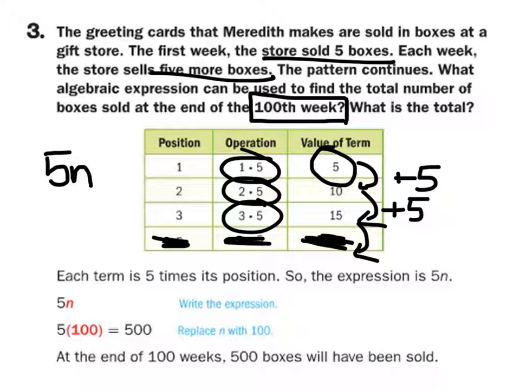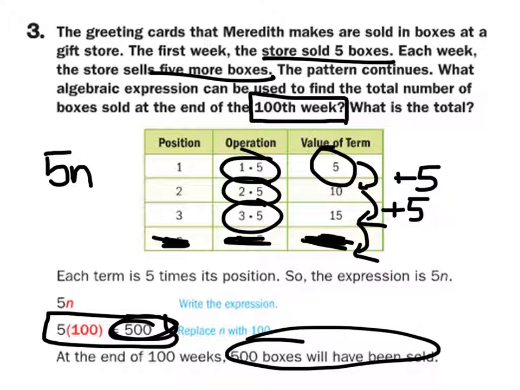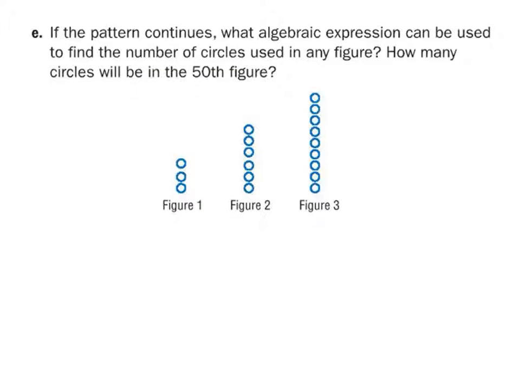Sierra? 5 times... very good. 5 times 100, so they sold 500 boxes. Okay? And write an expression for this problem. Now they're not using position, they're using figures. Okay. Well, what expressions do you guys have?